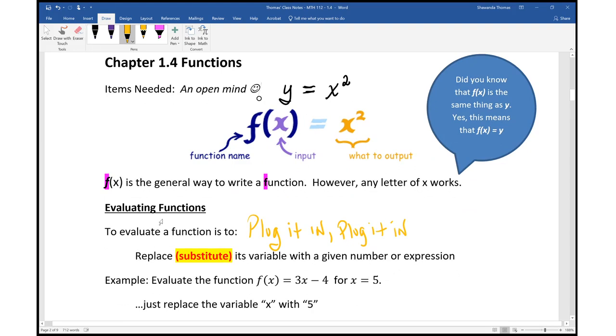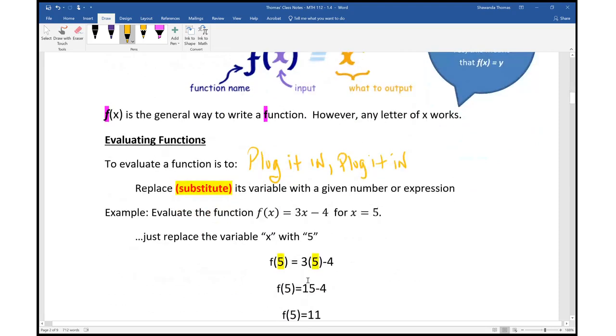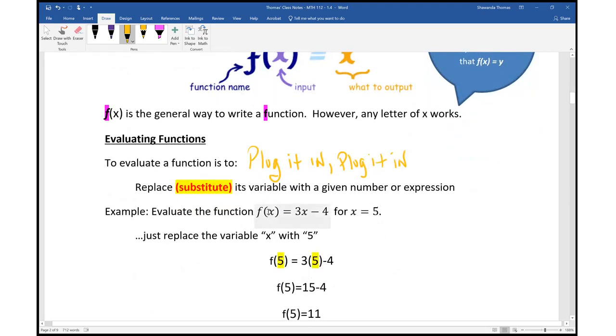For example, we have the function f of x equals 3x minus 4, and we are going to evaluate this function for x equals 5. All you need to do is to replace the x with 5, substitute the x with 5, or plug in 5 for x. So notice we have an x here and an x here. Instead of f of x, we now have f of 5. We're replacing the x's with a 5. So instead of 3 times x, now it's 3 times 5 minus 4.